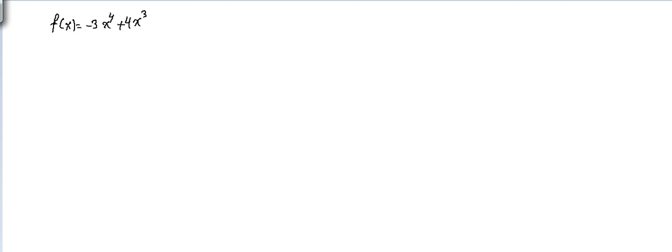Okay. Graphs of functions, part 1. f of x equals minus 3x to the power 4 plus 4x to the power 3. We have to find the critical points, all the intervals of f where f of x is increasing and the intervals where f of x is decreasing. And we have to deduce those critical points where we have a local maximum, local minimum, or saddle point.